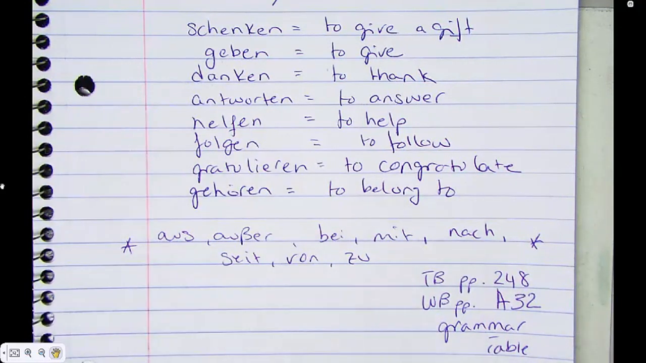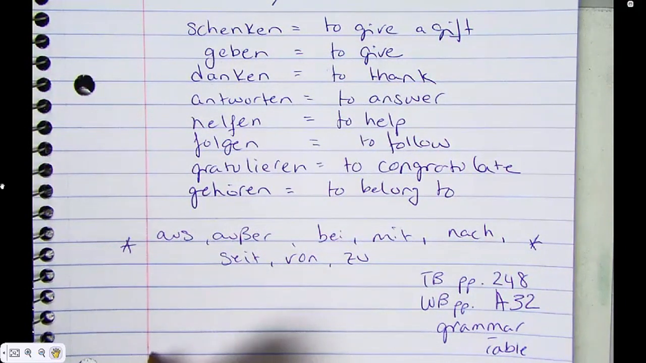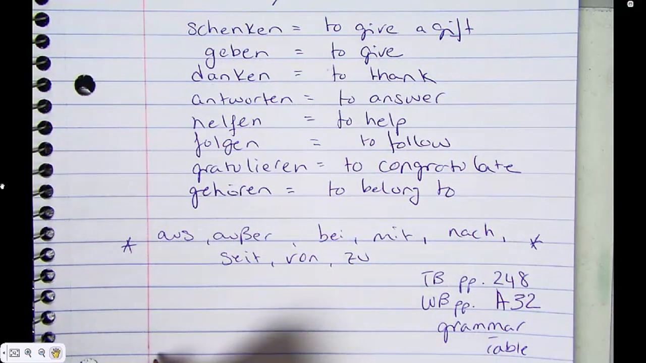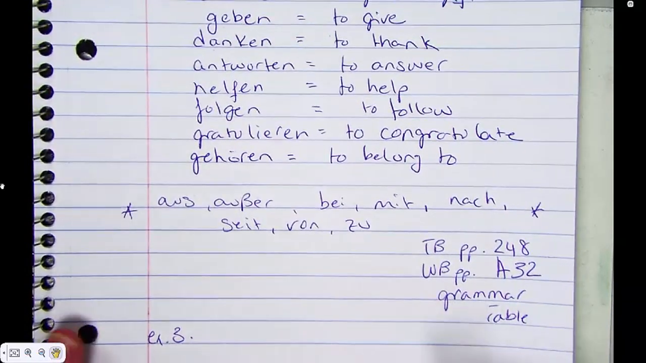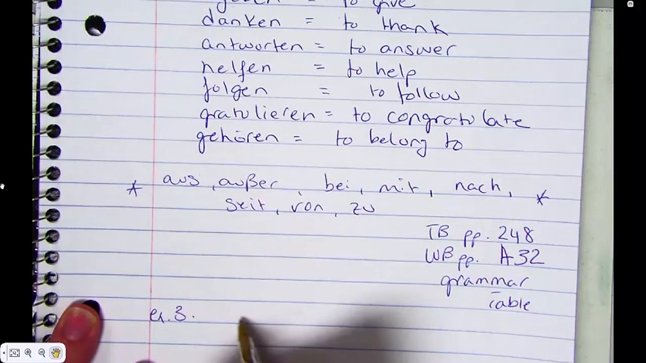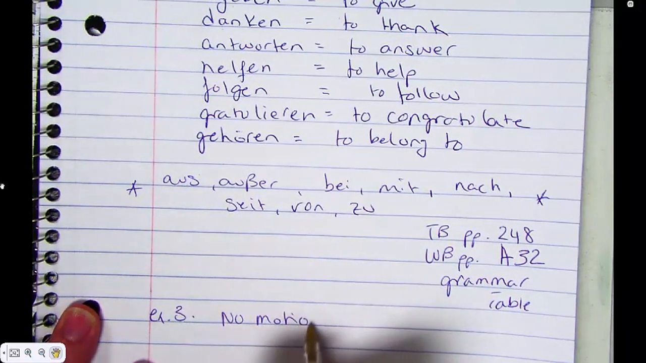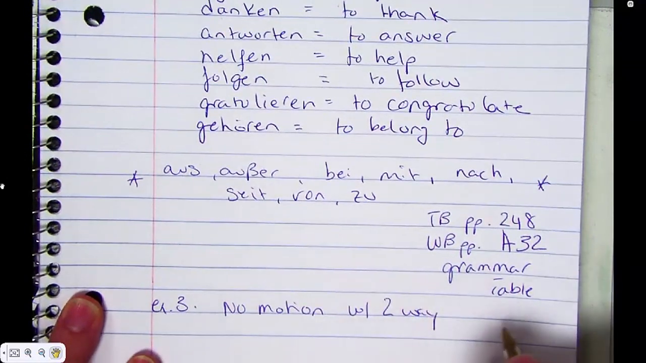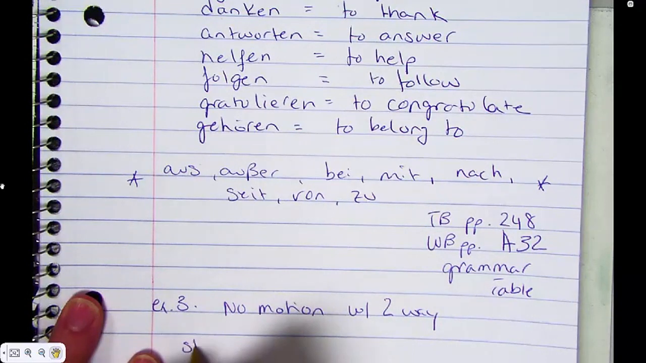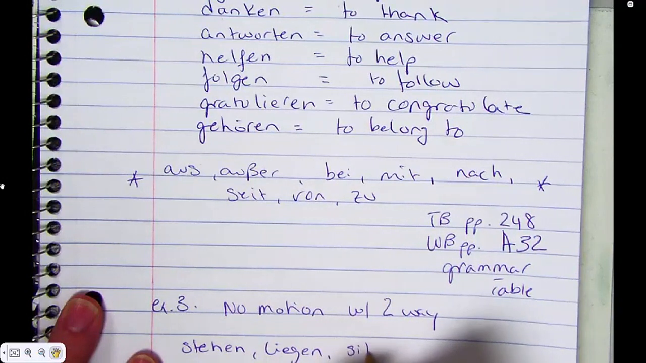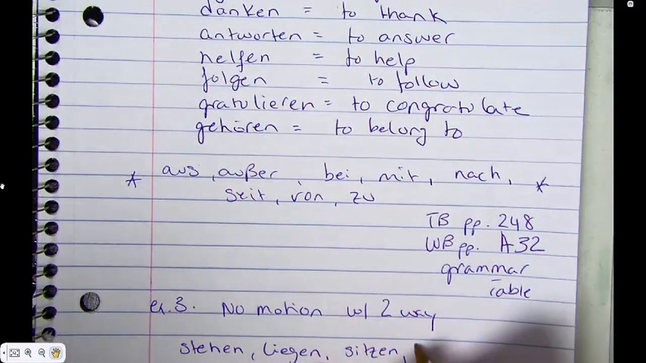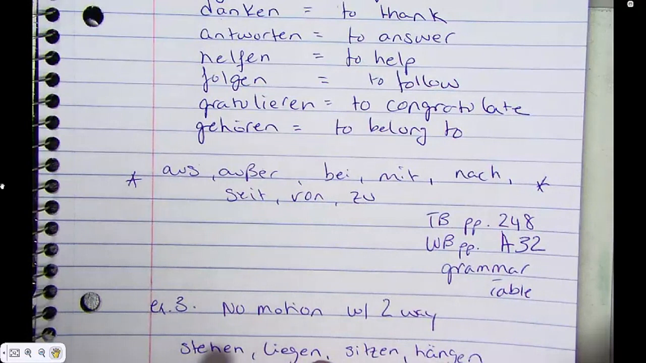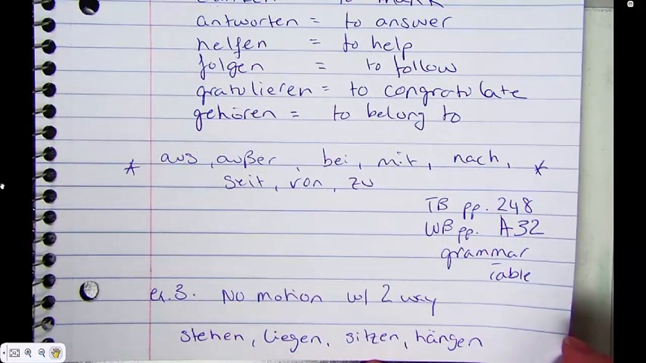Okay, lastly, you had the two-way prepositions. The two-way prepositions, in this case, of course, they had to be no motion. That specifically meant that dative is dead, but you were using stehen, liegen, sitzen, and again, hängen is the same in present tense. Okay, so there was no change in present tense.